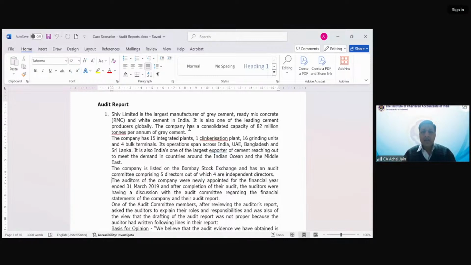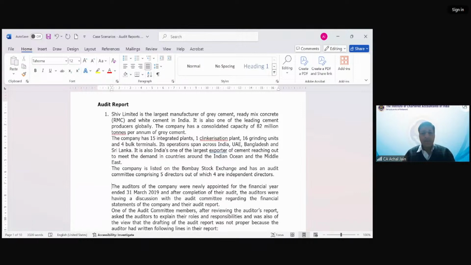Okay, great. This is also a listed company, with an audit committee comprising 5 directors. Now comes the important point. Auditors of the company were newly appointed for the financial year ending 31st March 19. This means that for the first time, an auditor will audit this company. We are talking about current affairs. After completion of their audit, the auditors had a discussion with the audit committee regarding the financial statements of the company and their audit report.